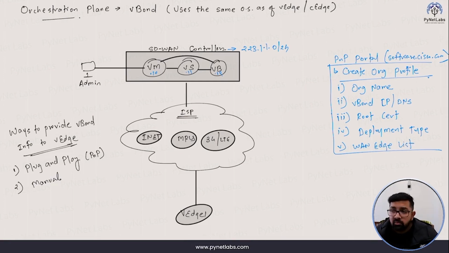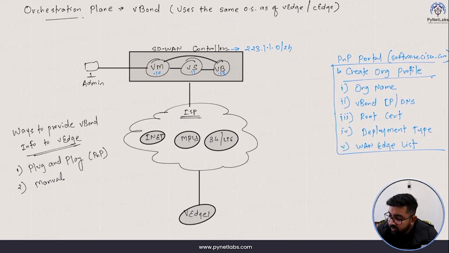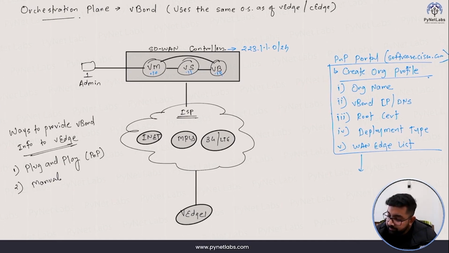Cisco's portal will provide you a sample CSV or an Excel file, and you need to fill in the details of your WAN edges that are expected to become part of the SD-WAN fabric. You fill in the serial numbers, the make and model, the model number of that particular WAN edge, the chassis number of the WAN edge and so on. And you upload that CSV or Excel file while creating the organization profile.